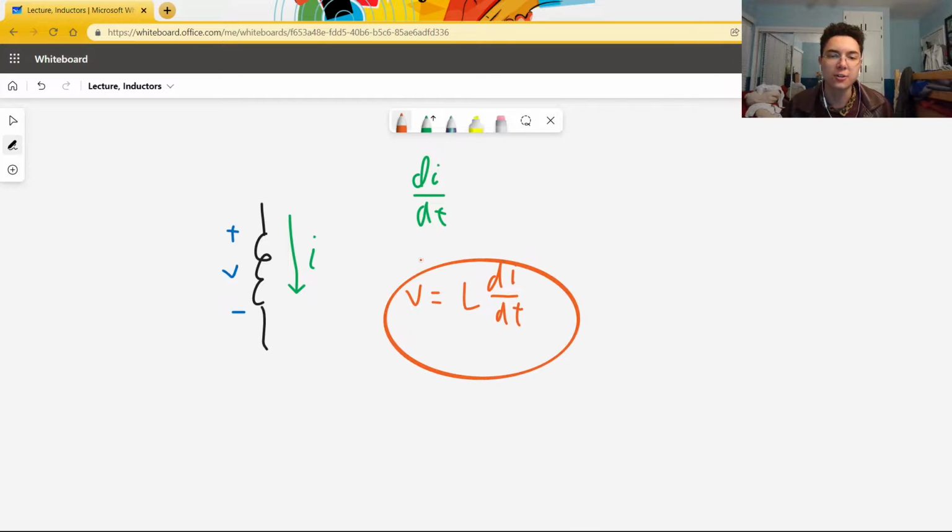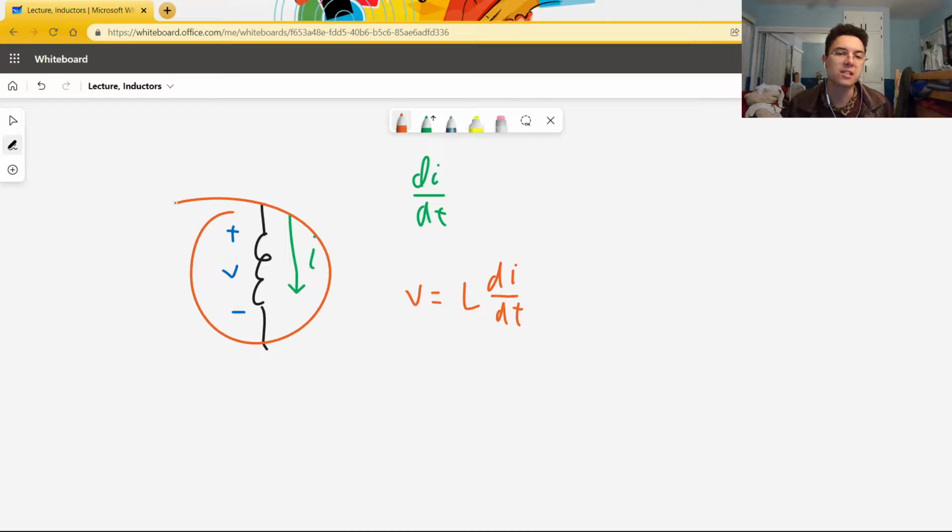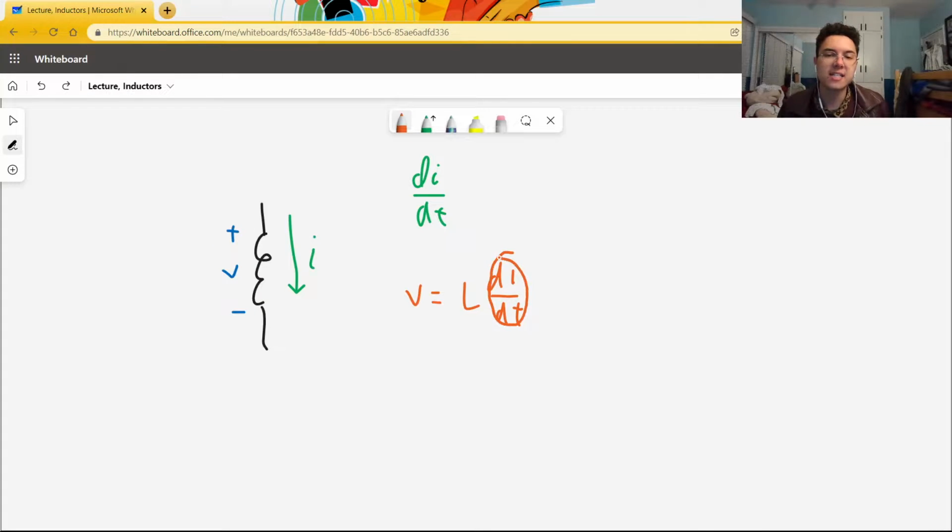These signs are correct as long as you use this convention, where current goes from the positive to the negative terminal. Observe that if di dt is negative, that means the current is decreasing. According to this equation, V will also be negative. If V is negative, then instead of getting a voltage drop from positive to negative, we get a voltage rise from positive to negative. That means the voltage here is higher because particles are being pushed up by the magnetic field to restore the current that we are losing.